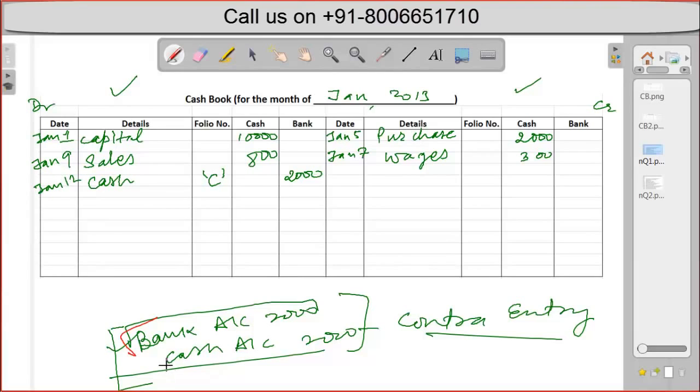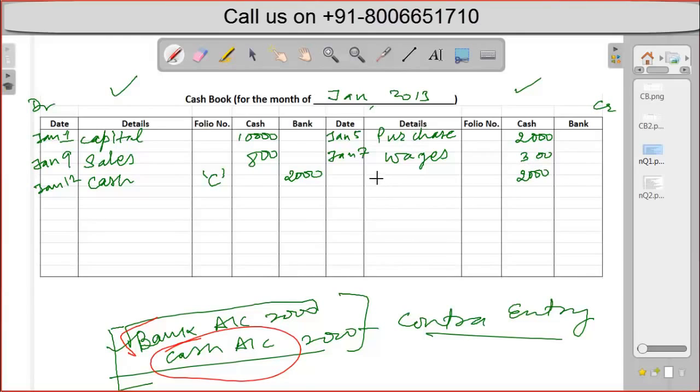Now we have to make the entry in the cash account. We have to record this transaction in the cash account. Now tell me, is the cash account debited or credited? So on the credit side. So on the credit side in the cash column, cash account is credited, na? Credited, that's why on the credit side. And since the cash account is credited, in the cash column write down the amount $2000.